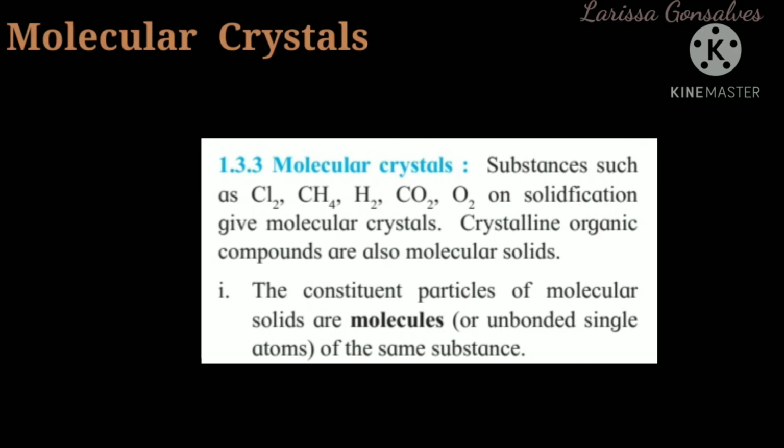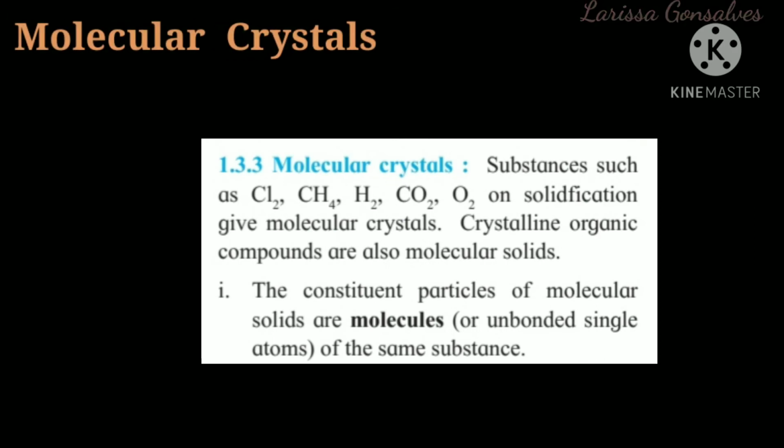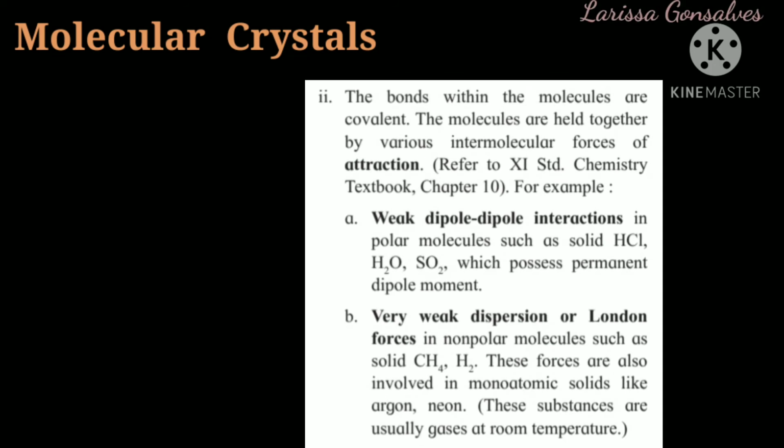Next are molecular crystals. Substances like chlorine, methane, hydrogen, carbon dioxide, oxygen on solidification give molecular crystals. Crystalline organic compounds are also called molecular solids. The characteristics of molecular crystals are: the constituent particles of molecular solids are molecules of the same substance. The bonds within these molecules are covalent, which means they are formed by sharing of electrons.